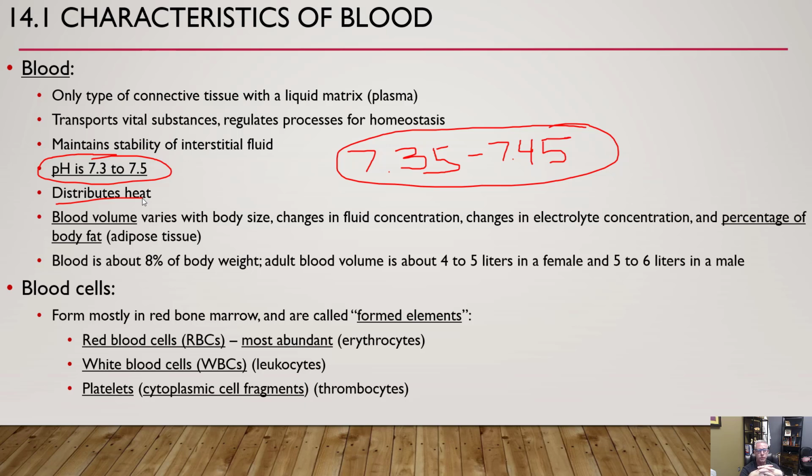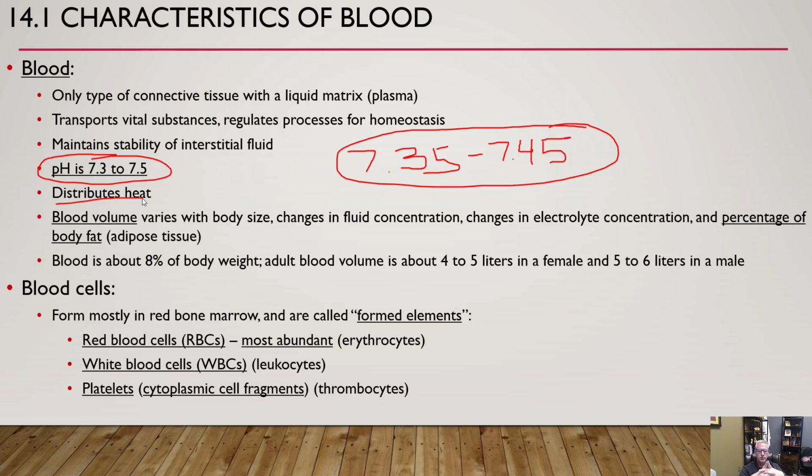Blood volume varies with size, shape, body composition, electrolytes, percentage of body fat or adipose tissue. And blood's about 8% of your total body weight. We say it's about 4 to 5 liters in females or 5 to 6 liters in males, just because males are typically bigger build or taller than females. Always doesn't mean always, never doesn't mean never. But roughly, you can guess about 5 liters. If you just say 5 liters of blood, you're probably in a good ballpark.